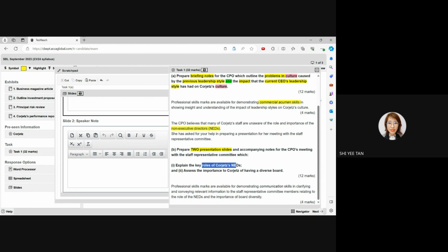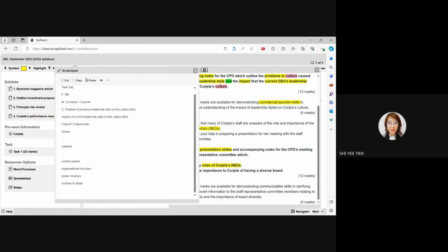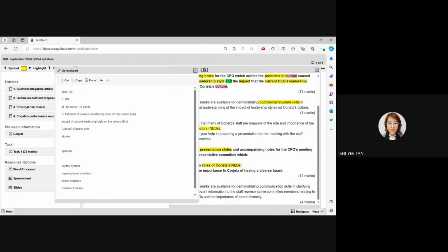Roles of NED. Easy, right? Do you know the roles of NEDs? What are the roles of NEDs? If you know, you can write straight away in your stretch pen already. Right? 1B. Okay, the first one, what you need to write? Roles of NED. Okay, so you have some points already, you can write down already. Example, provide independent viewpoint, right? And what else?